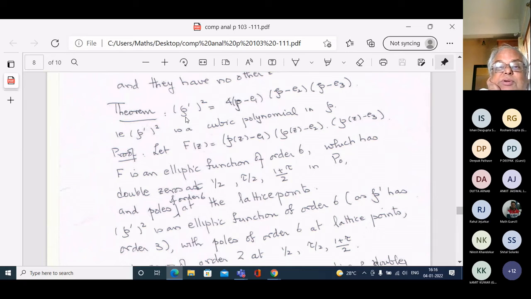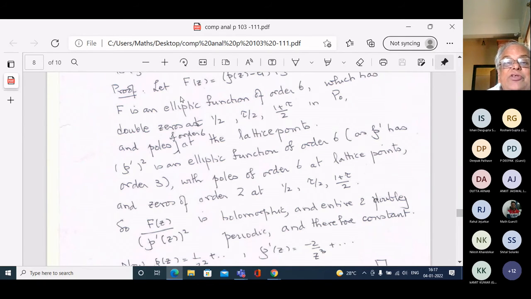And it has poles of order 6 at each lattice point, because each factor has a pole of order 2 at the lattice point. So F(z) has a pole of order 6 at each lattice point. Look at ℘′ squared. ℘′ is an elliptic function of order 3. Therefore, ℘′ squared is an elliptic function of order 6, and it has poles of order 6 at each lattice point.